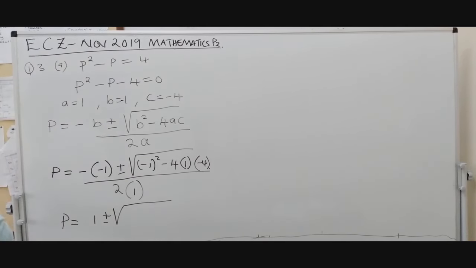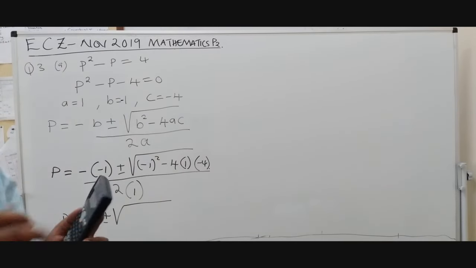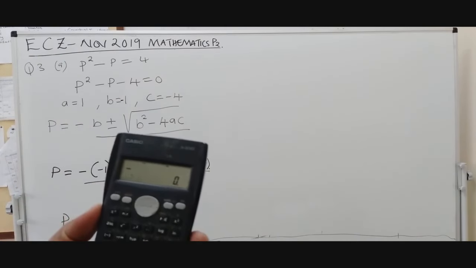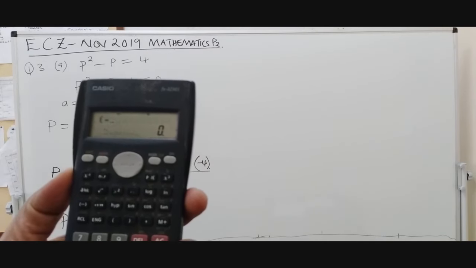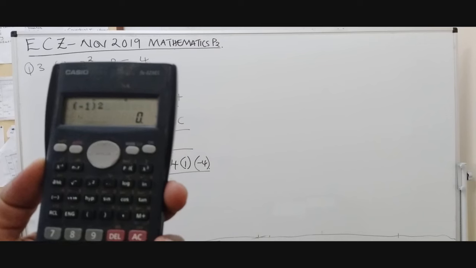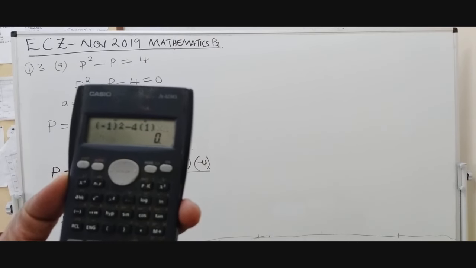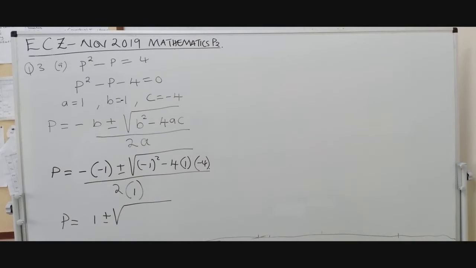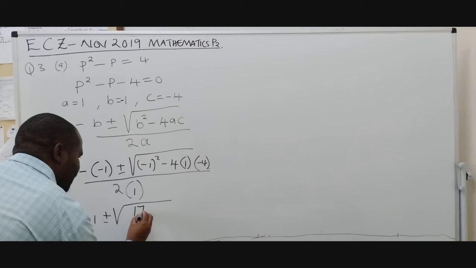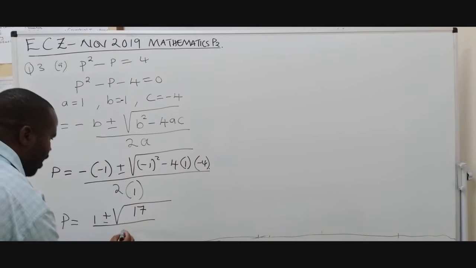Now here, you don't need to struggle. What you need is just get your calculator and punch whatever is there. Let me just show you. You punch whatever is in the root there. You open the bracket, negative 1, close, power 2. You see there? You have done it. Then minus 4, open the bracket, 1, close, times negative 4. What do we get? We get 17. So automatically you come and write 17 divided by 2 times 1, you have got 2.